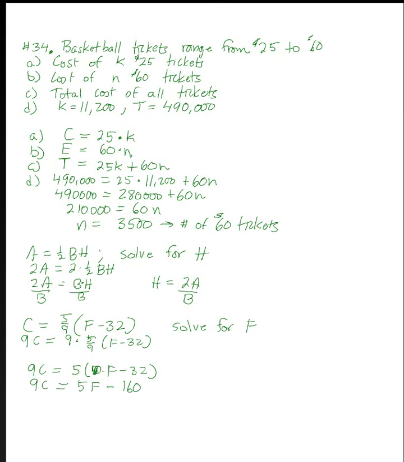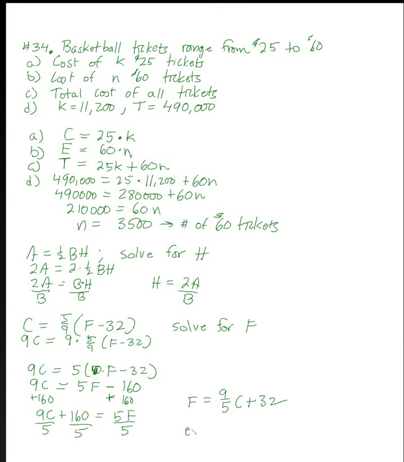Okay, now I'm trying to get the f all by itself, so I need to add the 160 to both sides. So 9c plus 160 equals 5f. And then finally, I need to get the f all by itself. I need to get rid of that multiply. To get rid of multiply, I do a divide. When I divide by 5, I have to do it everywhere. So I would have my answer, f equals 9/5 c plus 160 divided by 5, which happens to be 32.